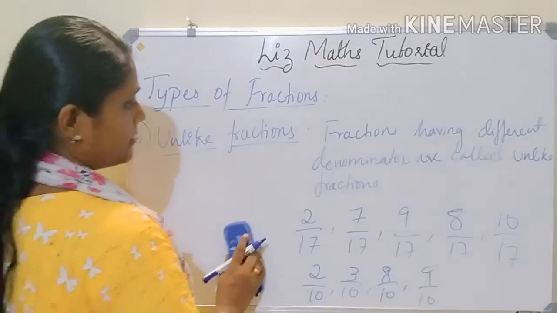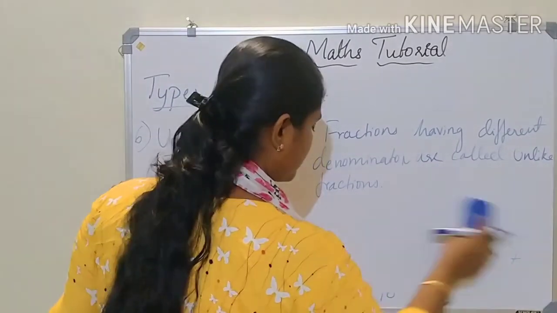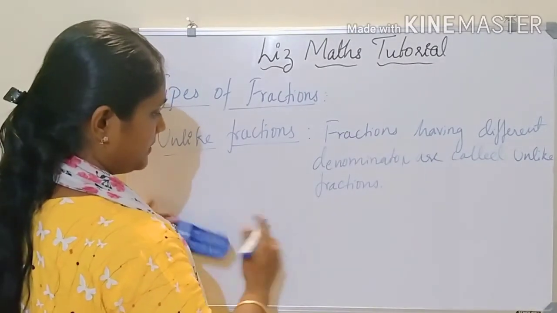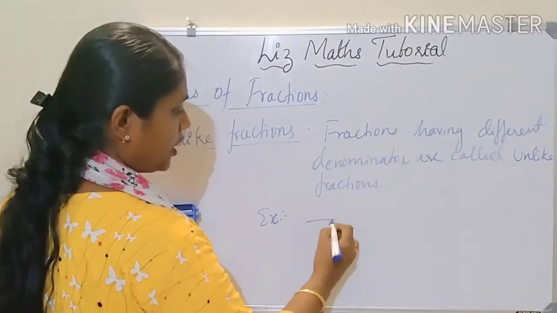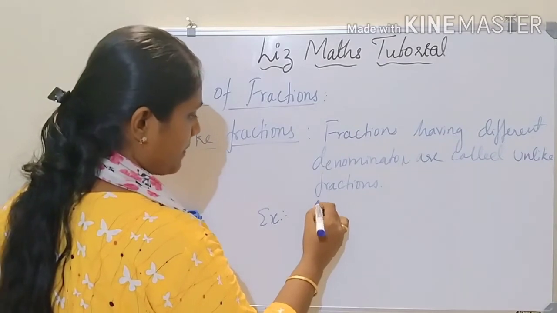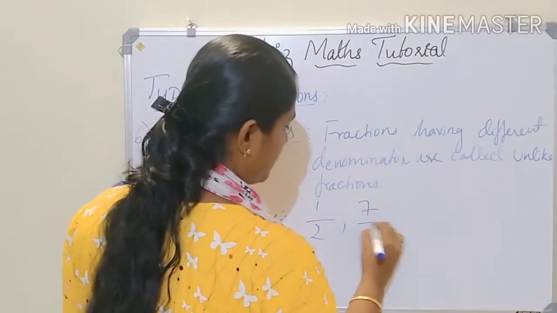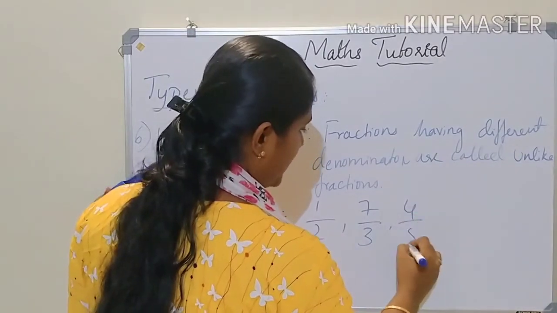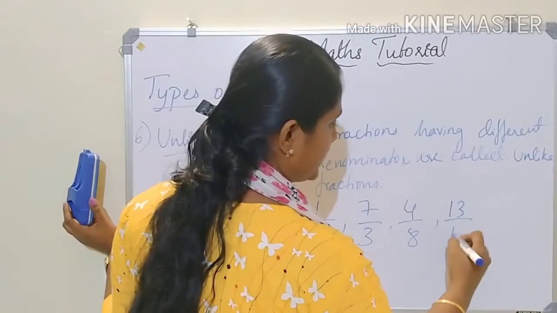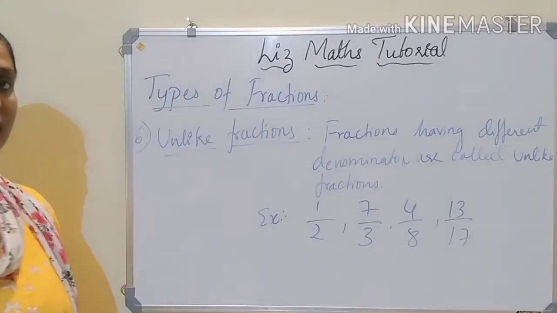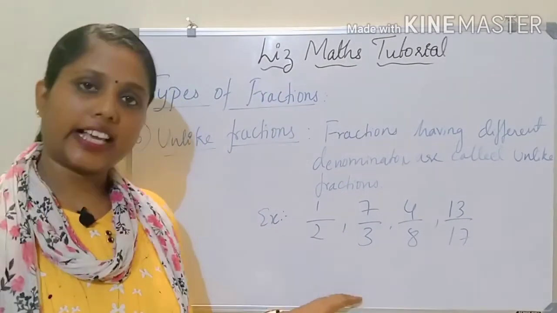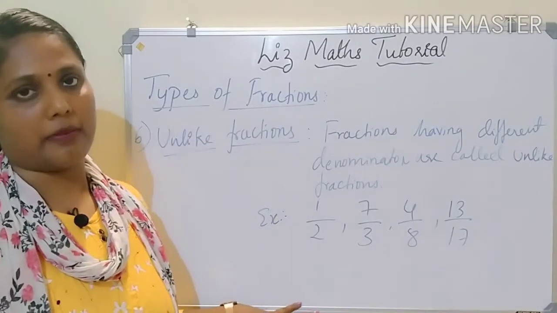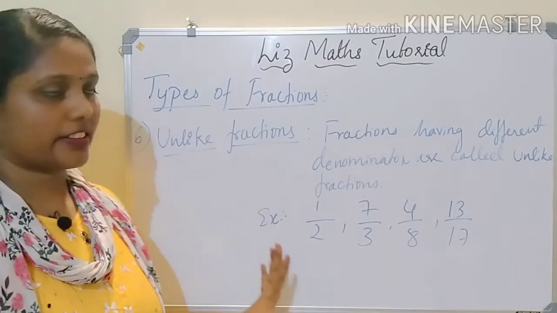Let me give some examples. You can write any numbers. The denominators should be different, not the same: 1 by 2, 7 by 3, 4 by 8, 13 by 17. These are called unlike fractions. The denominators are different. They should not be the same. Hope you understood what unlike fractions are also.